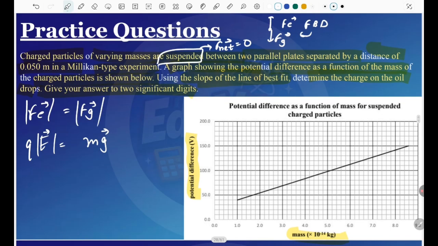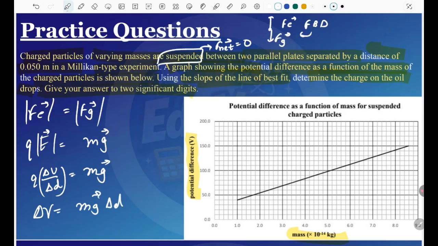So you know that you have the potential difference here, which is delta V. So you have to include it in the equation too. You all know that the electric field is equal to delta V upon delta D, which is equal to mass times gravitational force divided by Q. Your delta V is on the y-axis, so delta V remains over there, and the rest goes to that side, divided by Q.